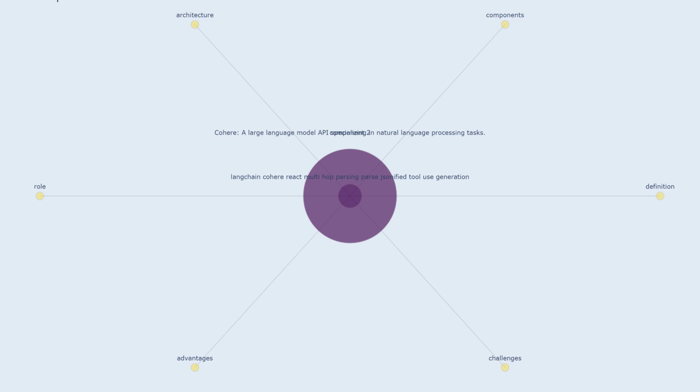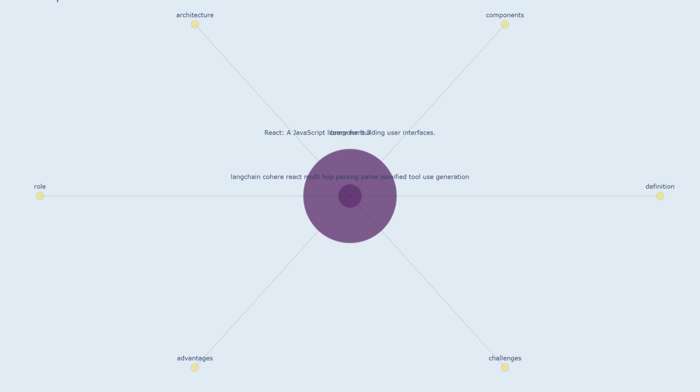Component 2. Cohere, a large language model application programming interface specializing in natural language processing tasks. Cohere provides access to a powerful language model that can be used for a wide range of NLP tasks, such as text generation, summarization, and question answering. Cohere's API allows developers to easily integrate the language model into their applications.